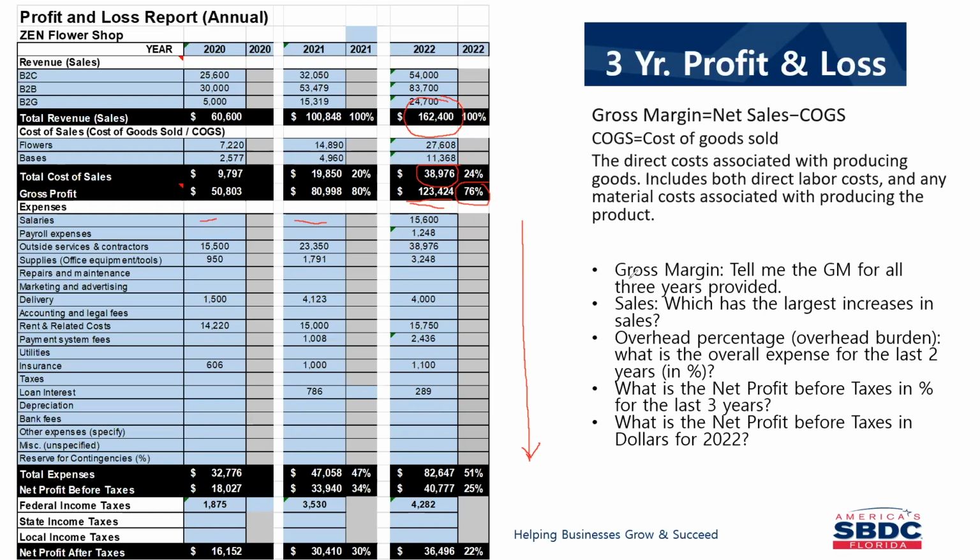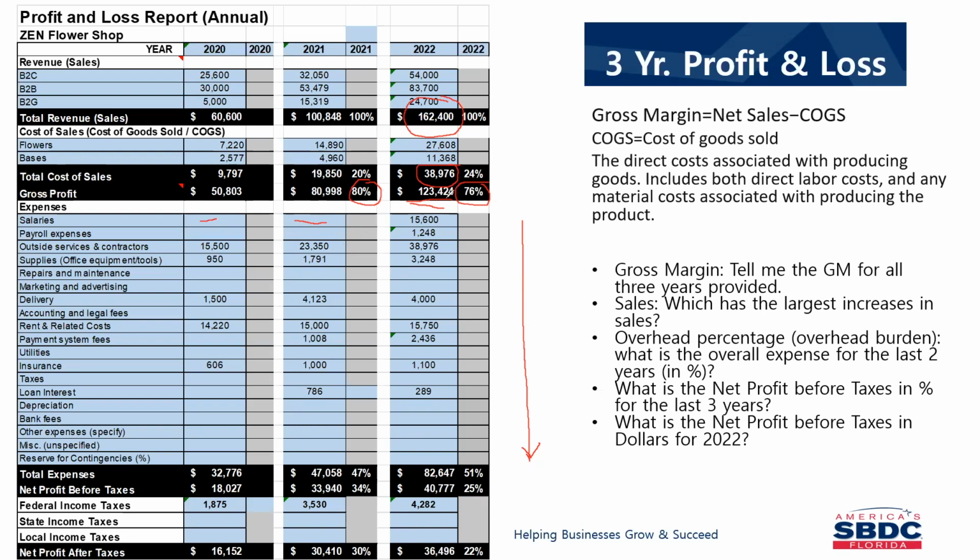If you wanted to look at the gross margin, I did it for 2 years. I'm sorry, the gross margin is 76 for 1 year and 80 for 2021. I forgot to do the third one this month. But that's how you look at that number.